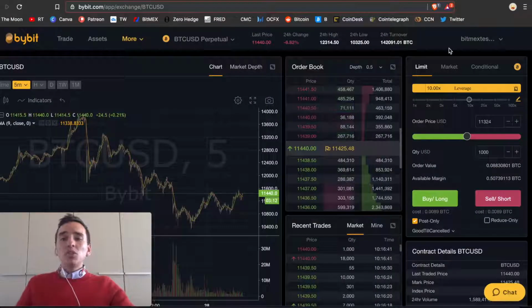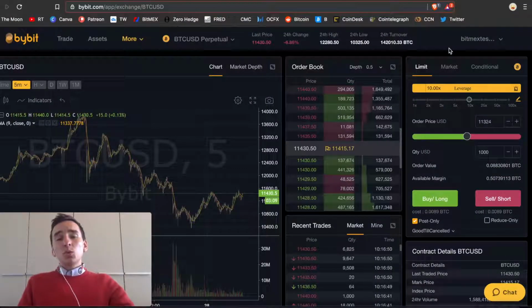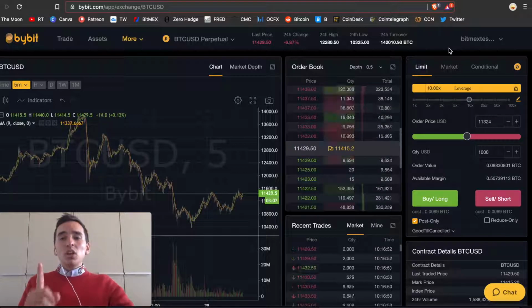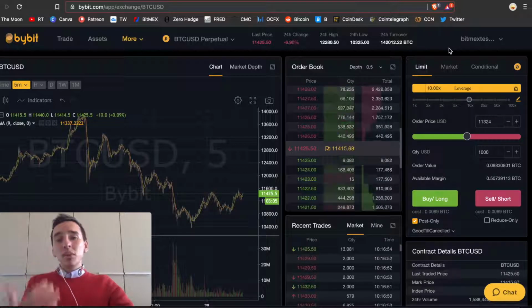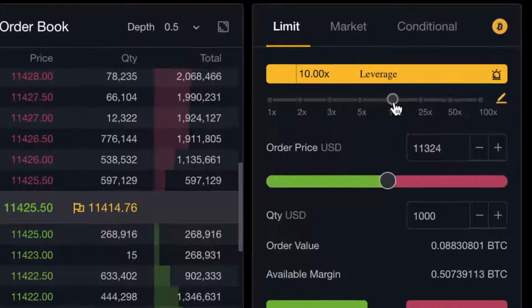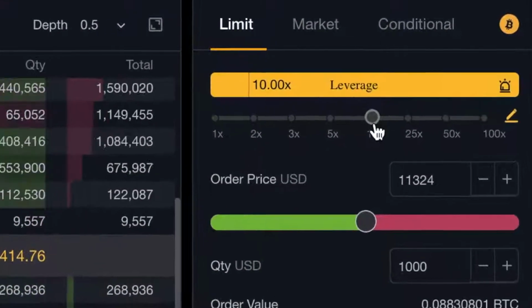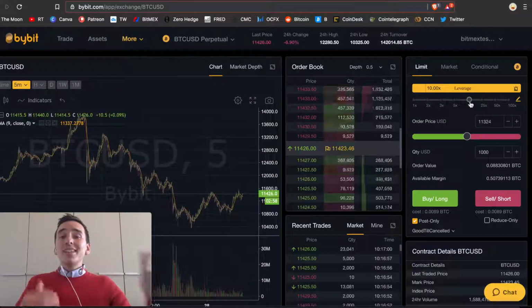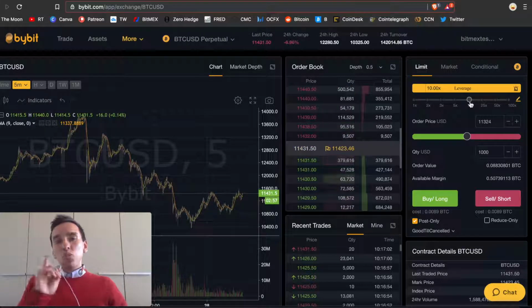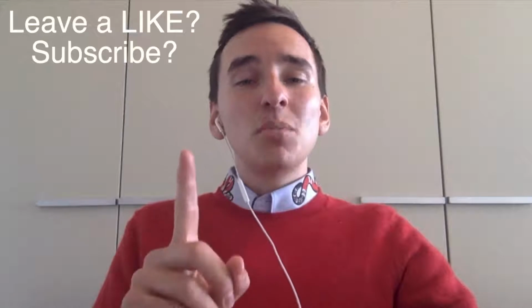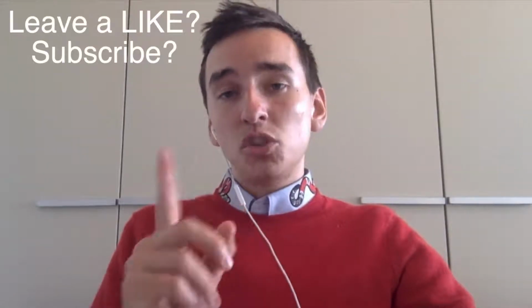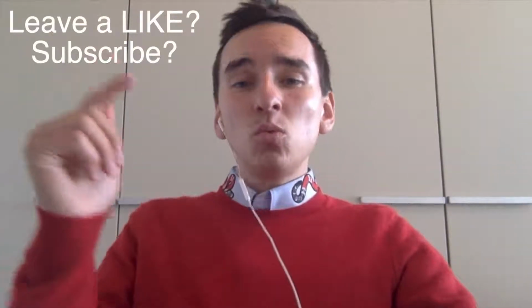First of all, I am assuming that you have a basic understanding of what leverage trading is, but I'm just quickly going to explain it here. If you deposit 1 Bitcoin, you can borrow an additional 9 Bitcoin, for example, and go on 10x leverage. This way you will control a position worth 10 Bitcoin instead of just 1 Bitcoin, which means that if the Bitcoin price moves up 1%, you will make 10% on your trade. And if the price goes down 1%, you will lose 10% on your trade.